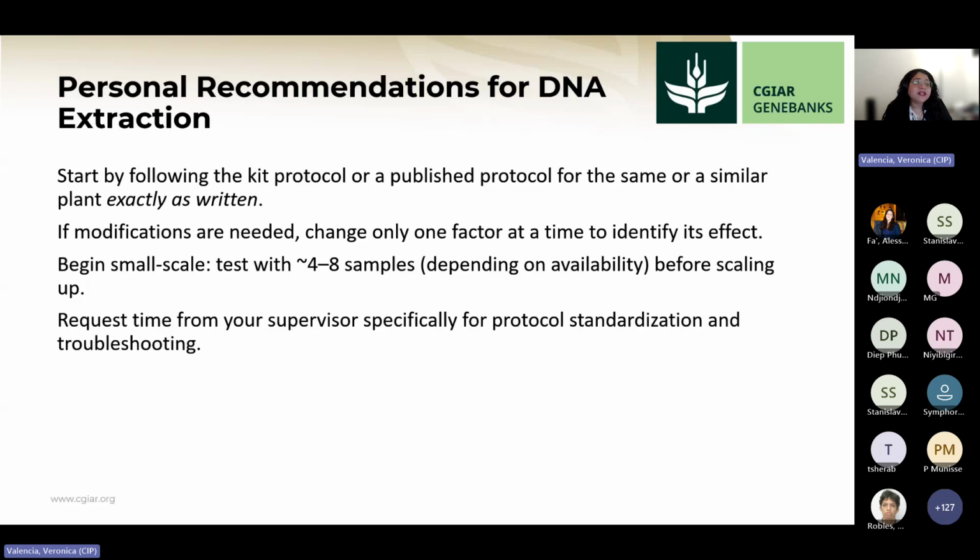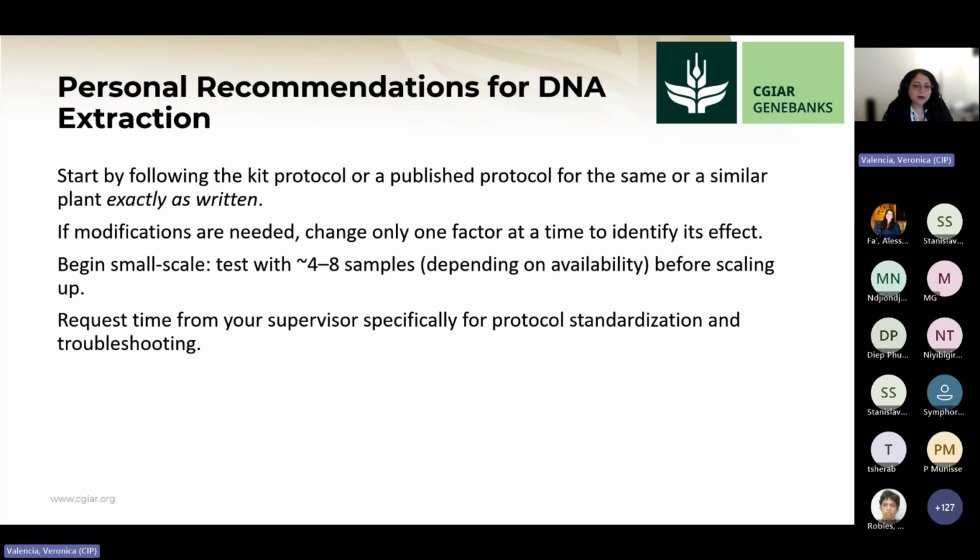If modifications are needed, don't do 4 modifications at a time. Change, if you can, only one factor and identify its effect, right? And the other thing that is very important is that you begin with a small scale. If you're starting to extract DNA, maybe 4 or 8 samples, depending on how much you can sacrifice, before scaling up.